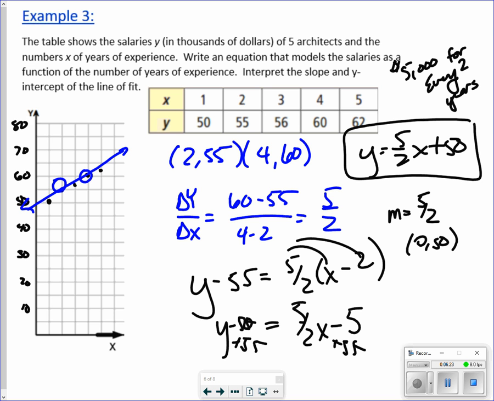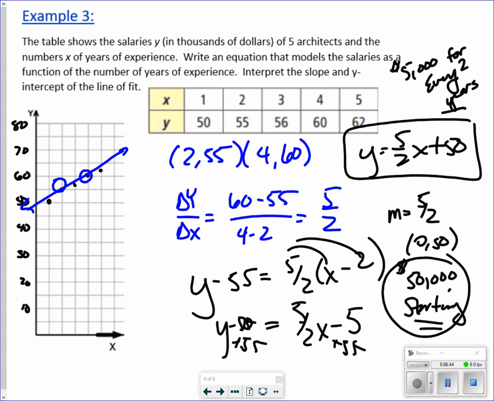And then what does the y-intercept actually stand for? Well, that means basically if you have no experience, the starting salary for an architect is $50,000. So that's what the (0, 50) means, that ultimately if I don't have any experience, I'm probably going to get paid $50,000 to start off as an architect. So again, interpreting or understanding what the slope and the y-intercept mean, especially when you have word problems.